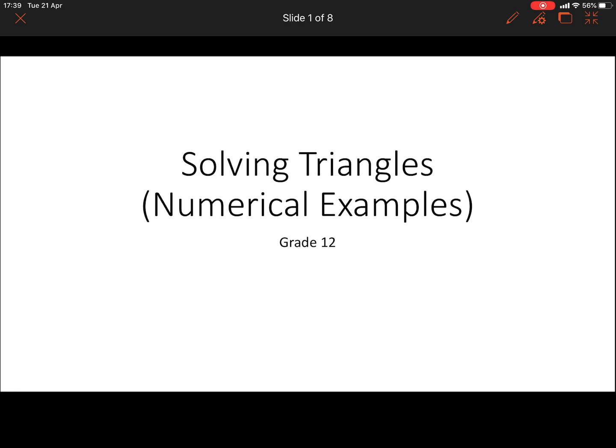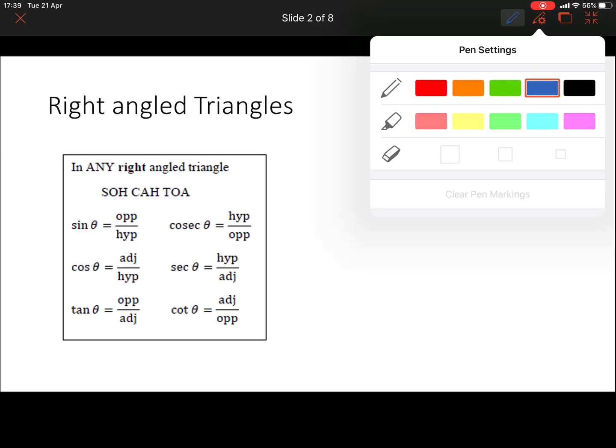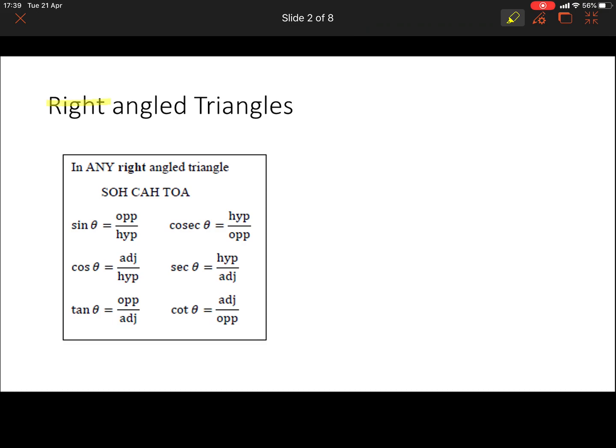So using trigonometry, let's start with what we first learnt in grade 10. In grade 10, the things that we learnt could only be used for right-angled triangles. And that is to remember that if you are going to use what we all call SOHCAHTOA, they have to be right-angled triangles.